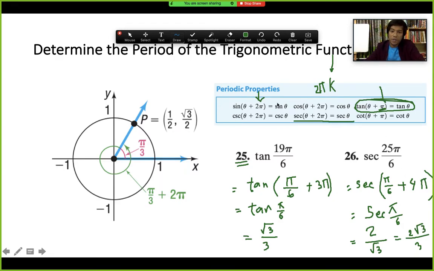So the benefit of this periodic property is that it helps us to simplify the math easily. This is the main benefit of it. You have to consider it for the tan function and cot function, the period is pi, and for everything else it is 2 pi. 2 pi is the period of that.